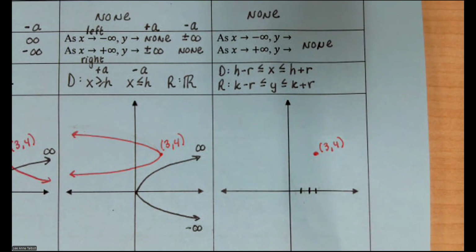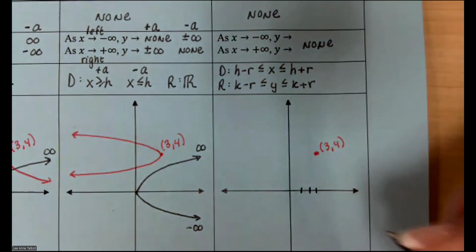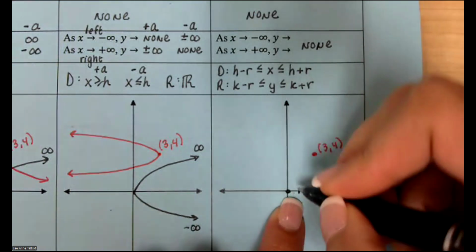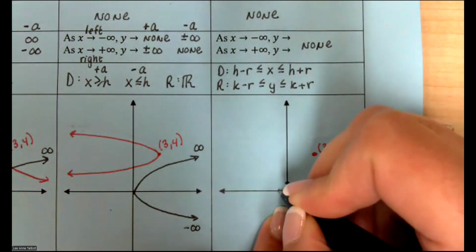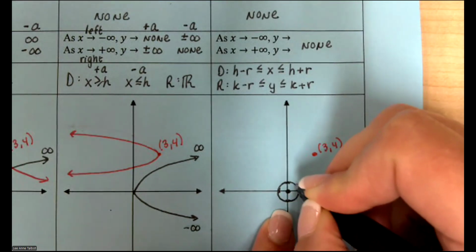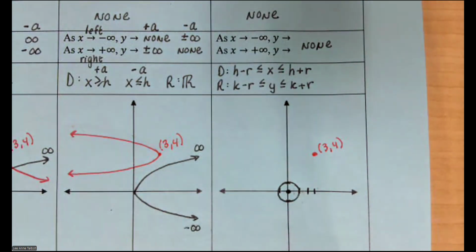Okay, so we're gonna graph the parent graph circle, which has a center of 0, 0, and a radius of 1. So start with your original color. Put a dot at 0, 0, and then a radius of 1. Okay, I kind of redeemed myself there.